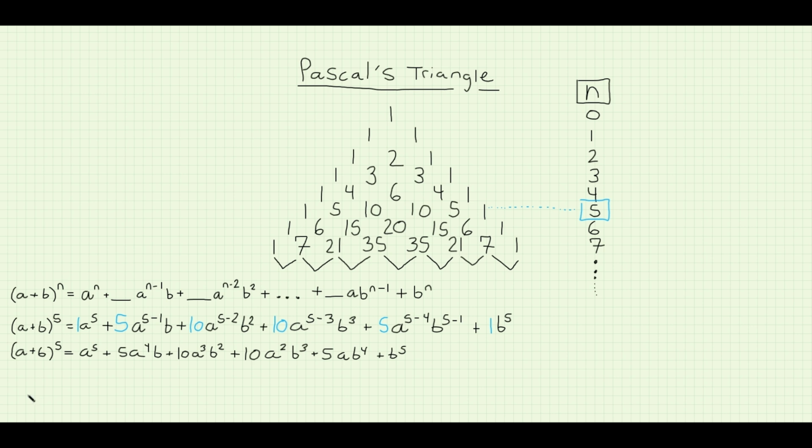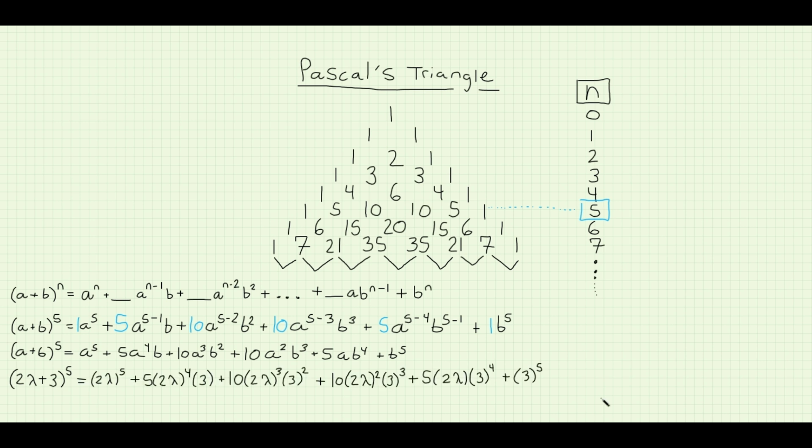So like a real life example for an application for this could be, let's say we have a binomial 2 times lambda plus 3 quantity raised to the fifth power. And that equals 2 times lambda quantity raised to the fifth power plus 5 times 2 times lambda quantity raised to the fourth power times 3 plus 10 times 2 times lambda quantity raised to the third power times 3 raised to the second power plus 10 times 2 times lambda quantity raised to the second times 3 raised to the third power plus 5 times 2 times lambda quantity times 3 raised to the fourth power plus 3 raised to the fifth power.